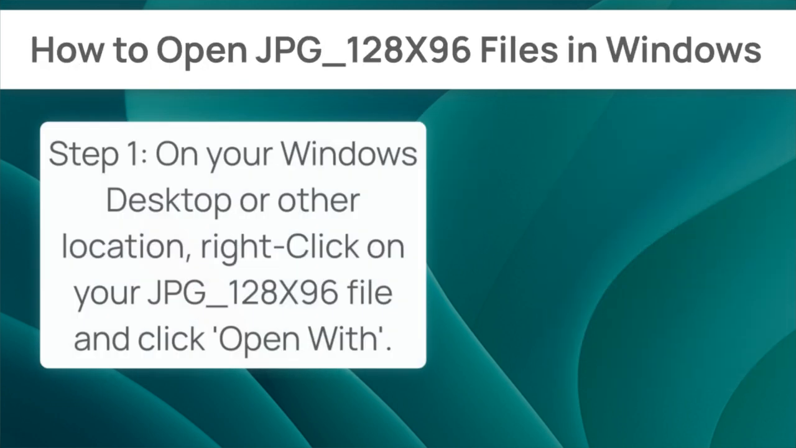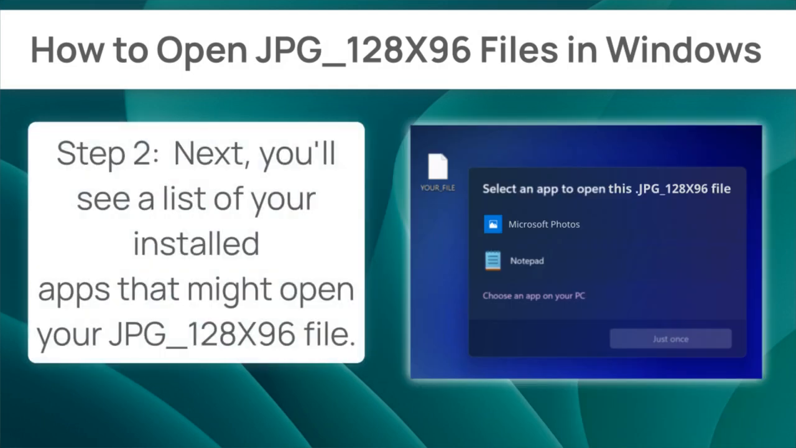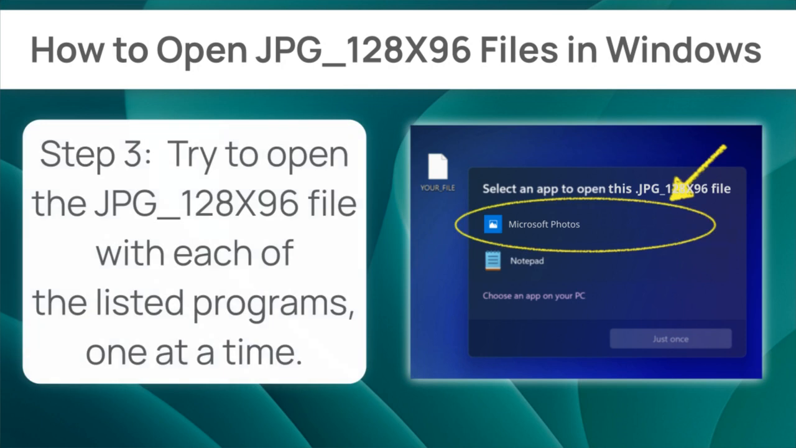Your first troubleshooting move: right-click your JPG 128x96 file and select Open With. See if Microsoft Photos is available and test it. If it is not visible, select a different program. Testing multiple openers is standard practice.